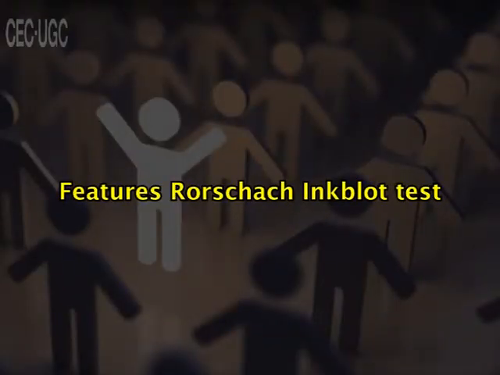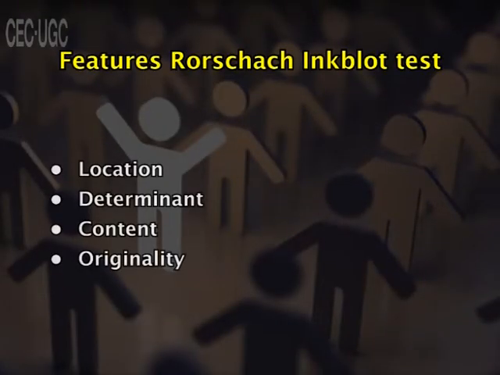In this test, the cards are presented one by one along with a blank card on which the subject locates his responses. He or she is asked to look at the ink blot and to say everything that the ink blot looks like. After administering and completion of the test, the experimenter analyzes a Rorschach test record by scoring each response in terms of 4 features: location, determinant, content, and originality. Let's discuss these features one by one.